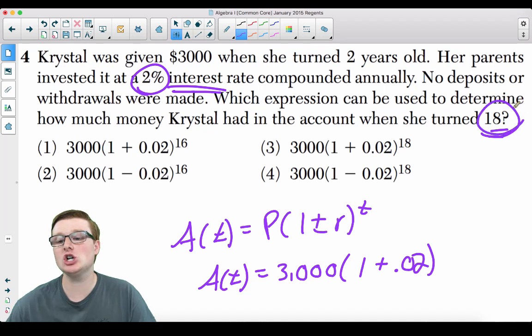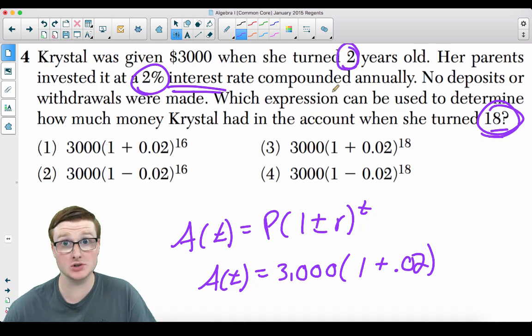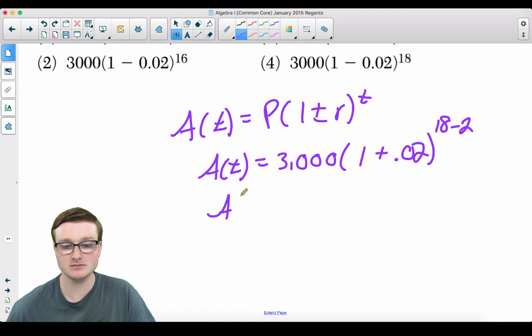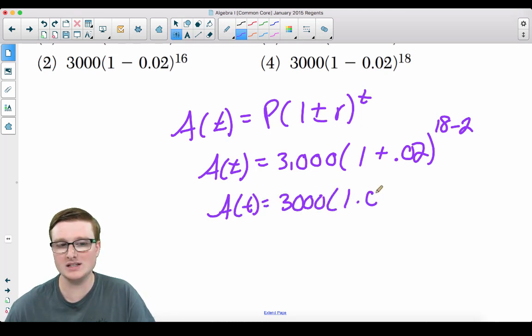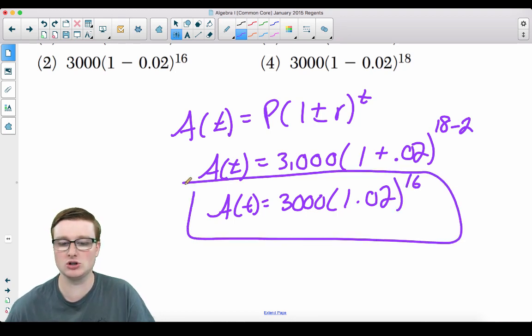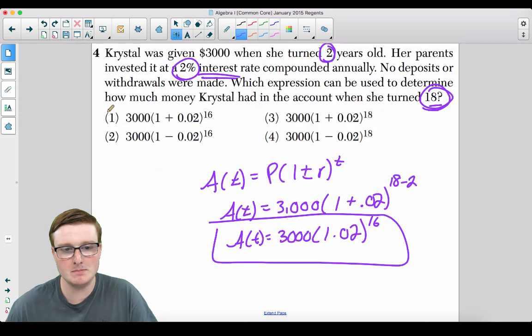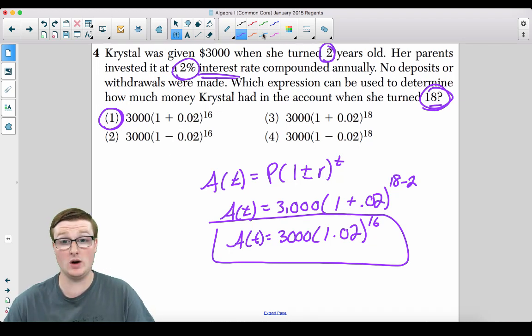So it's 0.02 raised to the what power? Well, when she turned 18 years old. But how many years went by? She was given this money when she was 2 years old. So that means it's actually 18 minus 2 years. So A of t is equal to $3,000 times 1.02 raised to the 16th power. That's your equation that you're looking for. And the only one that would work would be choice 1 because of that plus sign in the middle and raised to the 16th power. So number 4 is going to be choice 1.